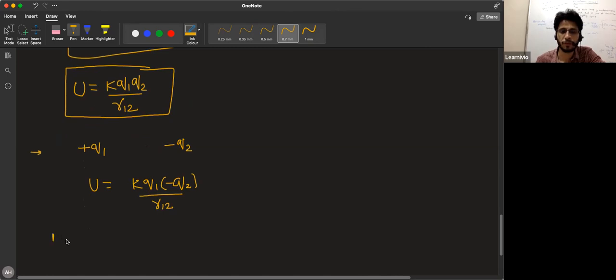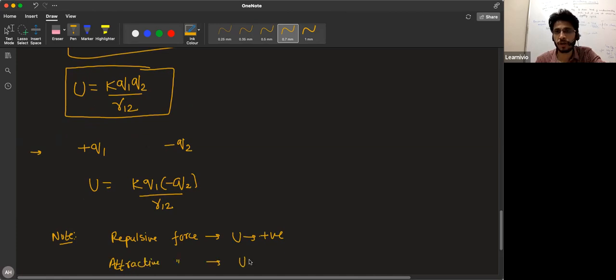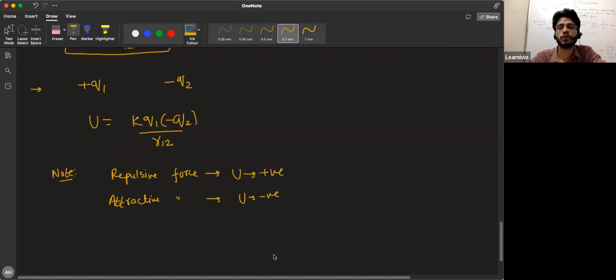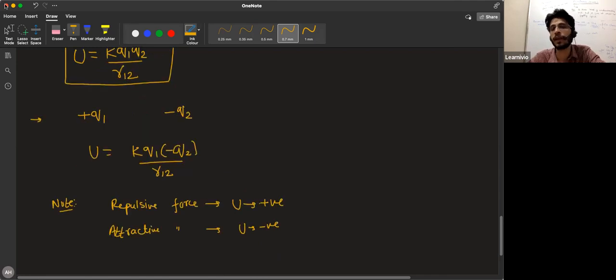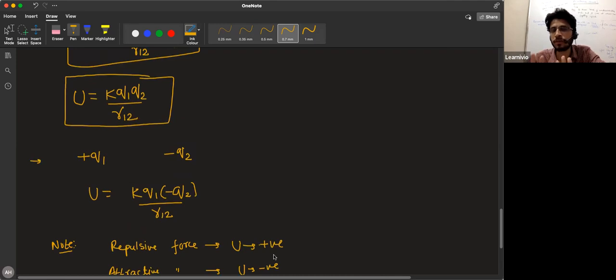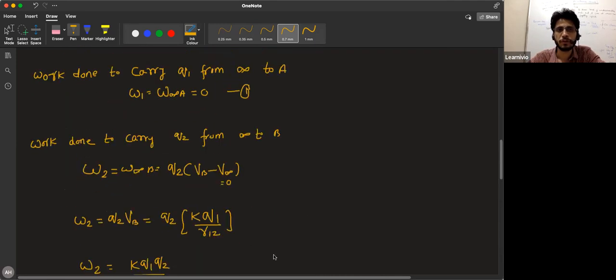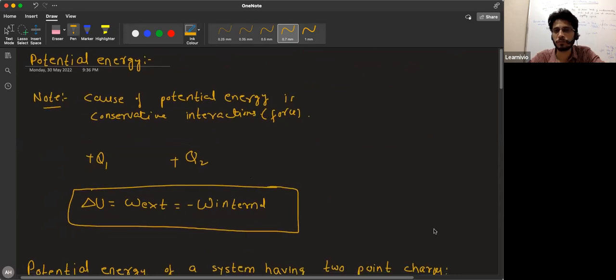This is again from class 11th. If you have a repulsive force, potential energy is positive. But if you have an attractive force, your potential energy will be negative. So for a repulsive force, it's positive; for an attractive force, potential energy will be negative. While doing your calculations, always consider the sign of potential energy. Note it down and tell me if you still have any doubts.